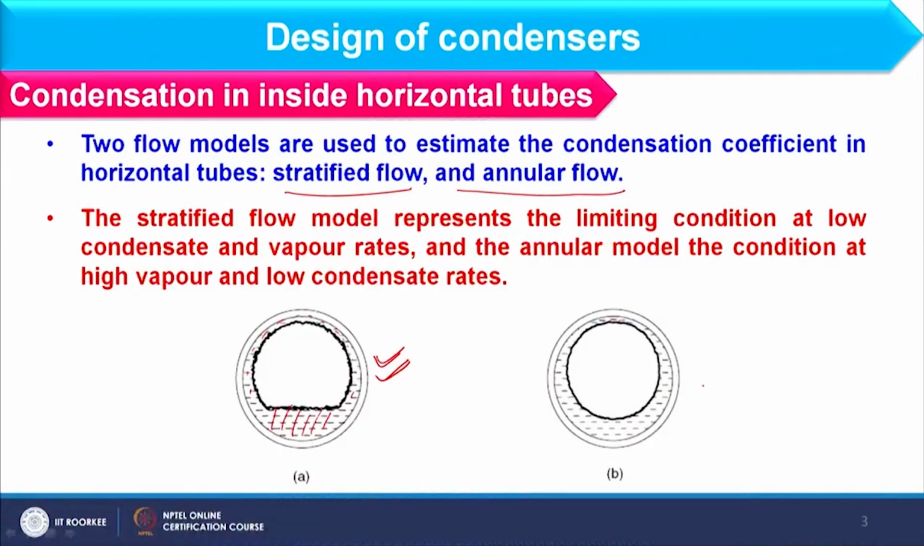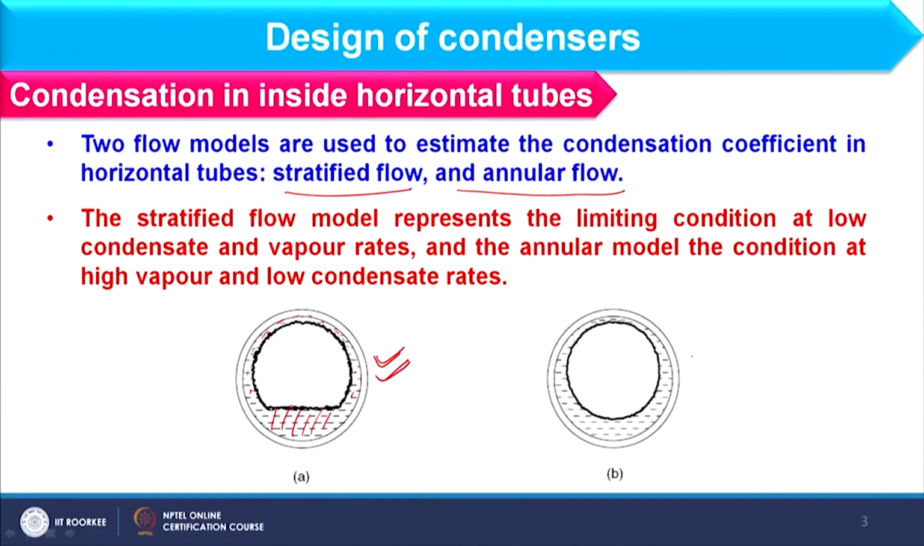Okay. When I am considering the inner surface of the tube, on the other hand, if I am considering the annular model, in that case we have a thicker condensate film at the bottom in comparison to the top, but the flow is annular, and this will happen when I have a lesser flow rate of condensate and a higher flow rate of vapor.